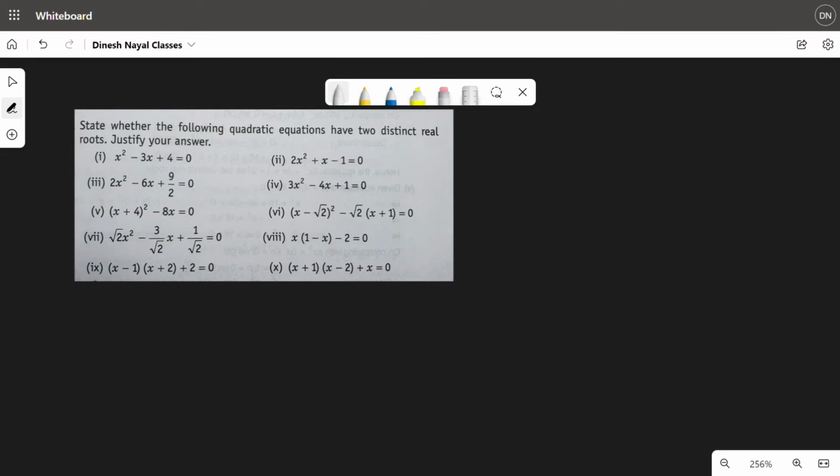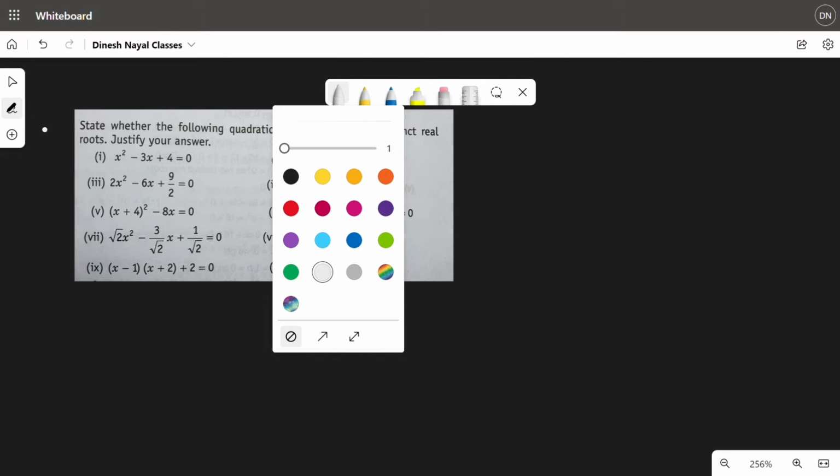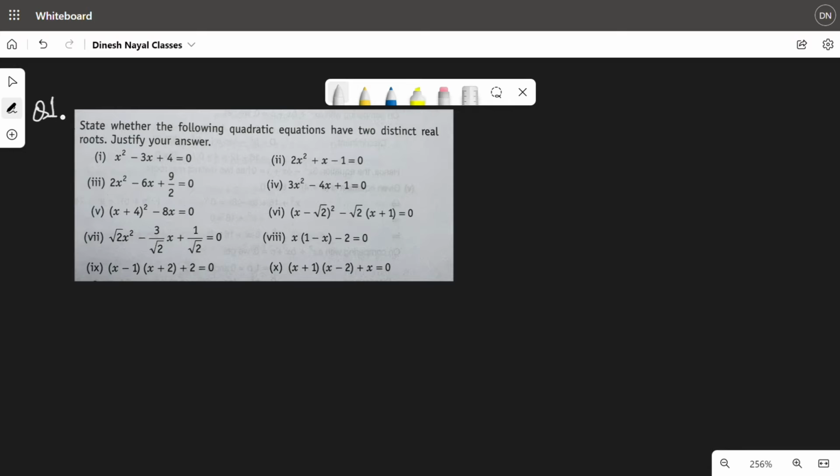So in quadratic equations, these are very short answer type questions. Question 1 is, state whether the following quadratic equations have two distinct real roots and then justify your answer. Now they are saying two distinct real roots.